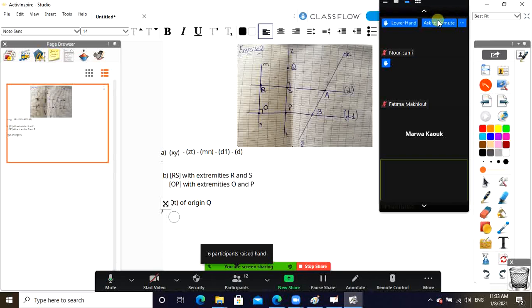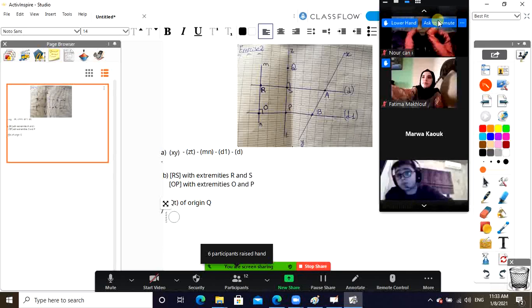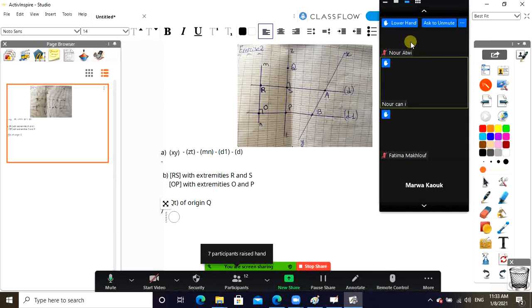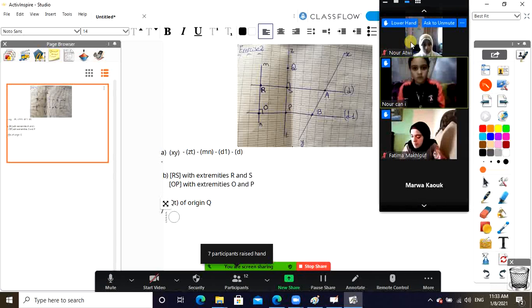Yes, Noor Wehbe. The origin must always be a capital letter and it has a point. Give me another semi-straight line. Yes, Noor. Name a semi-straight line. [BY]. Of origin? Of origin B. Very good.